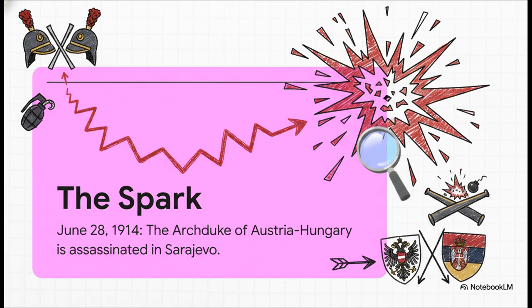Well, Austria-Hungary was absolutely furious. They blamed Serbia, sent them a list of practically impossible demands, and when Serbia naturally refused, Austria-Hungary officially declared war.